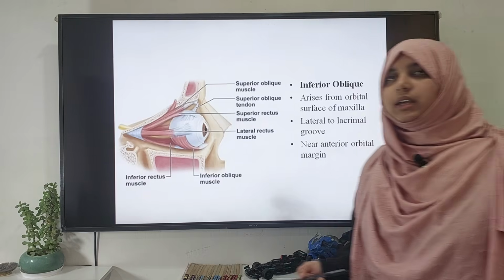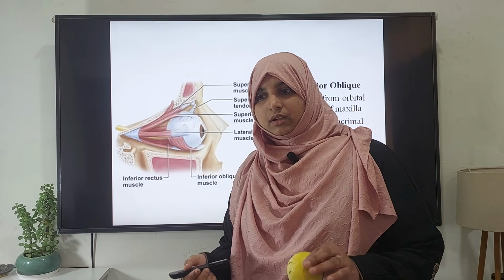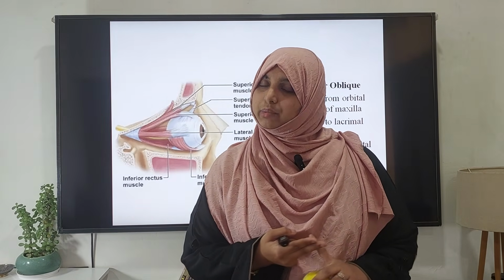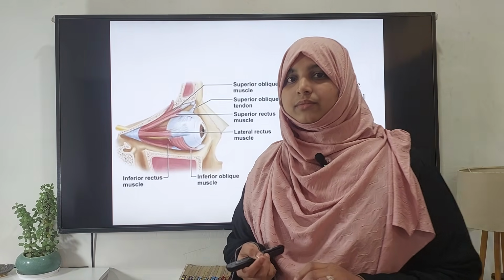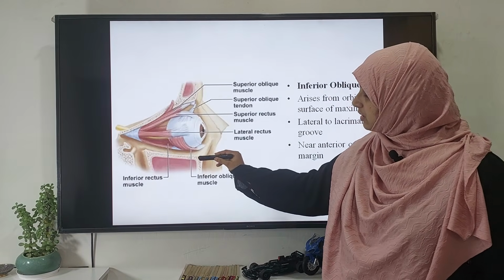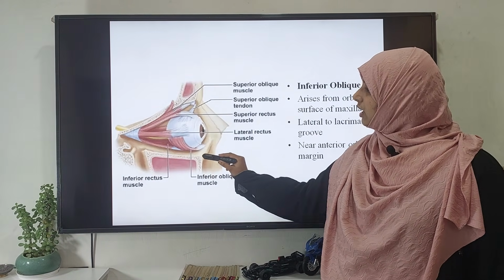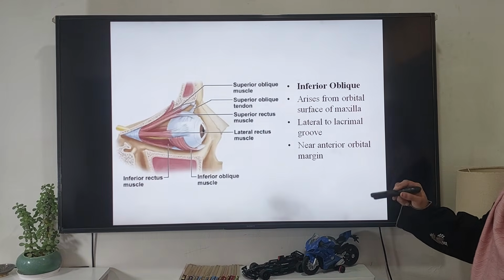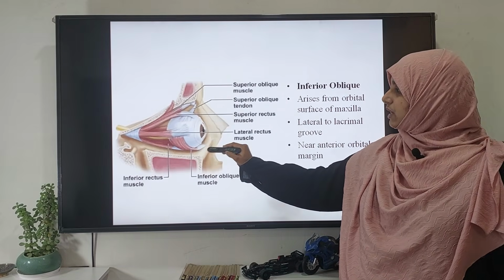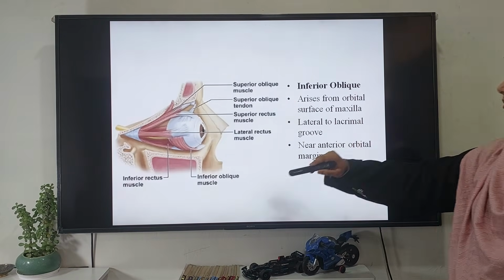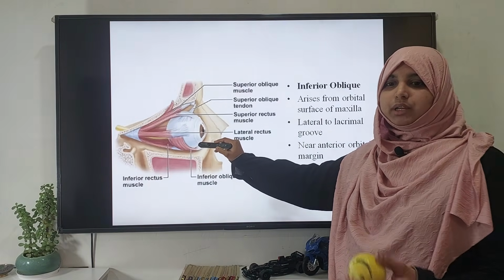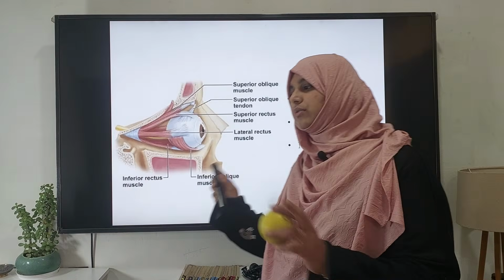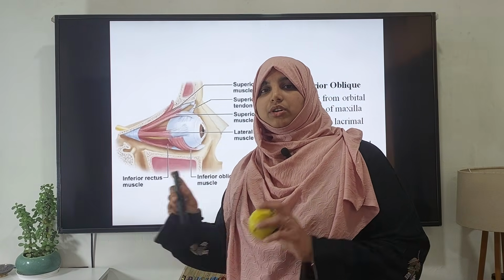Now, are you wondering, okay, all the muscles are done? Are they? We saw all the 4 recti muscles, then we saw 1 oblique muscle, and we saw the origin of levator palpebrae superioris. Where does inferior oblique come from? Here, this is the maxilla bone, as we know. Do you see this muscle starting from the anterior aspect and going behind? That is the inferior oblique muscle. It arises from the orbital surface of the maxilla, lateral to the lacrimal groove. There is a small groove in the floor of the orbit. From there, it is originating. So, this is the origin of all the extraocular muscles.